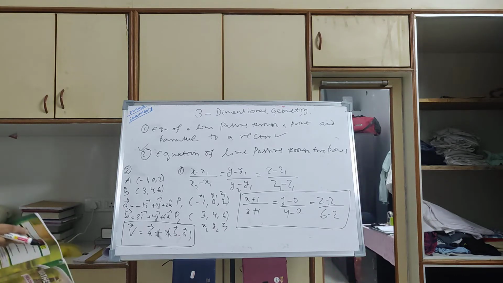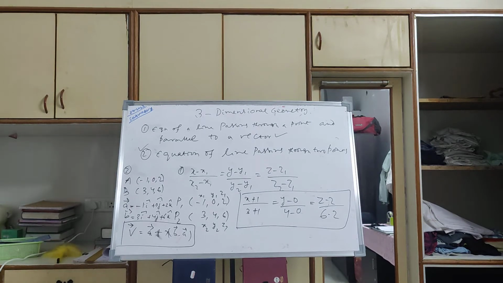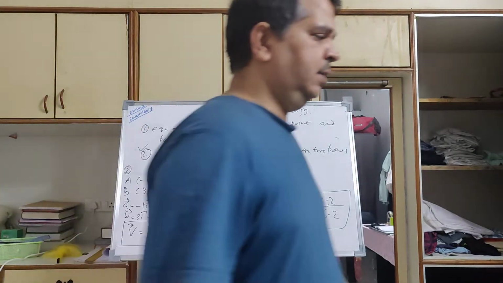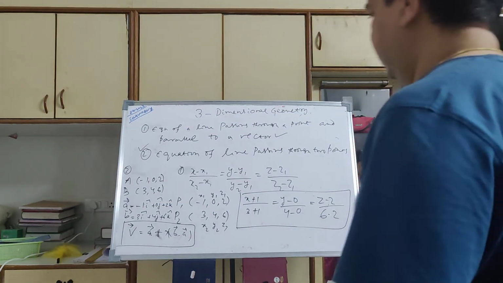Now we will do the angle between 2 lines. How to find the angle between 2 lines? We have almost done this with dot product and cross product when we were doing it in 2D. Now when we are doing it in 3D, how do we find the angle between 2 lines?